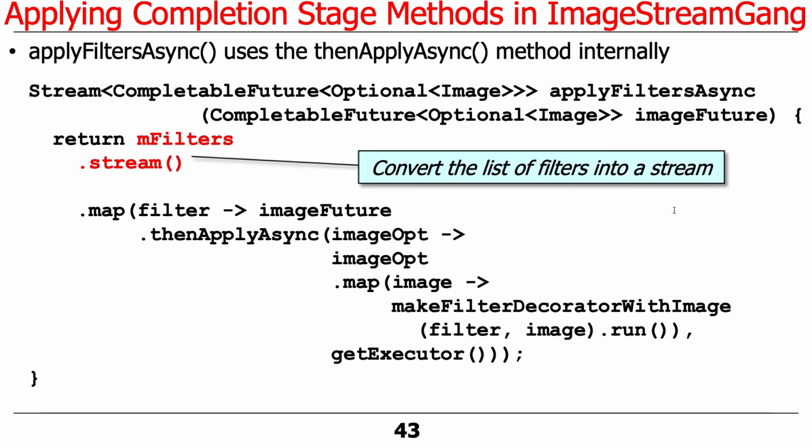So what it does is it takes an image future, which is a completable future to an optional image. So this image filter will be triggered. It'll be ready to run when the image that was being downloaded completes being downloaded asynchronously. So what we're going to do here is go through all the filters. Let's say we have 3 filters that transform images. We're going to turn the array or the list of filters into a stream of filters.